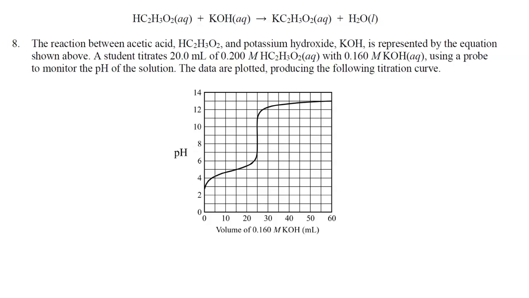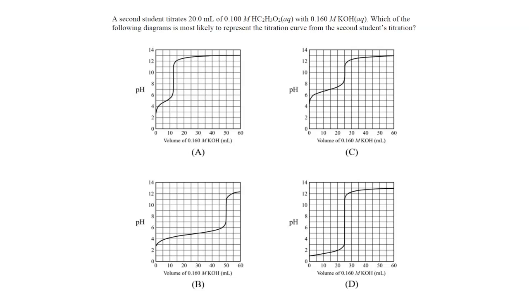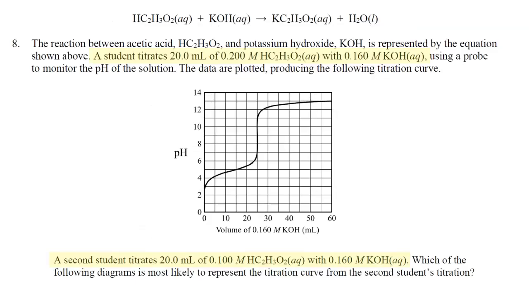Then the question goes on to say that a second student titrates 20 milliliters of 0.100 molar acetic acid with 0.160 molar potassium hydroxide. Which of the following diagrams is most likely to represent the titration curve from the second student's titration? Let's compare the details of the first student's titration with the second student's titration.